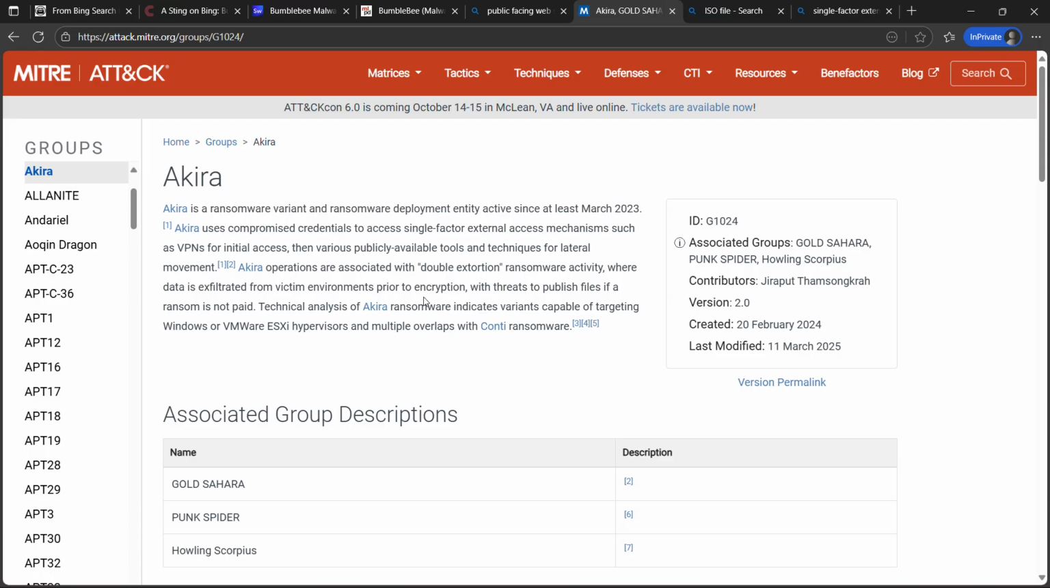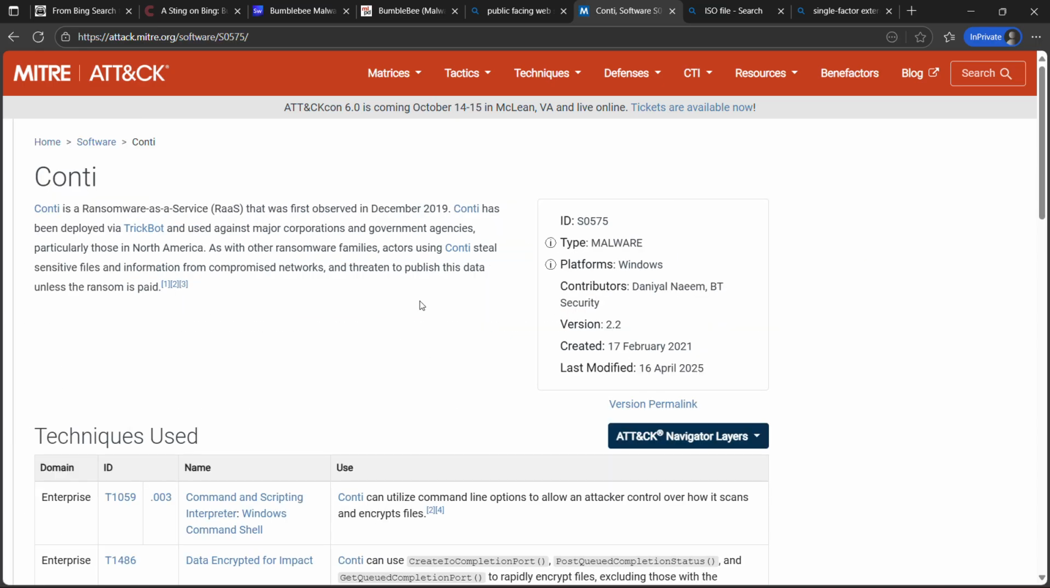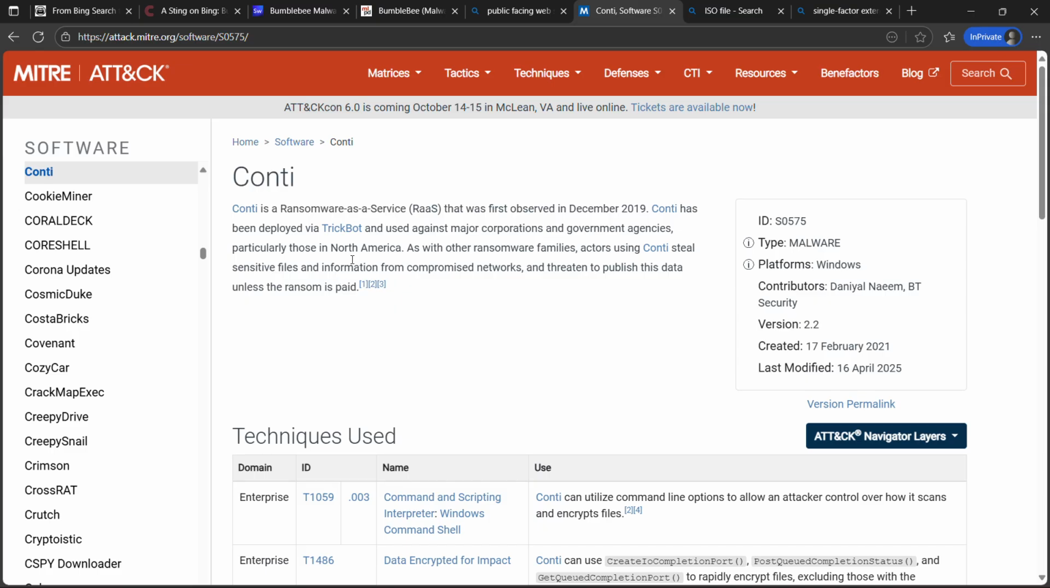Okay. Technical analysis of Akira ransomware indicates variants capable of targeting Windows or VMware ESXi hypervisors, and multiple overlaps with Conti ransomware. Conti, what is that? Conti is ransomware as a service. Ransomware as a service? Those things exist?